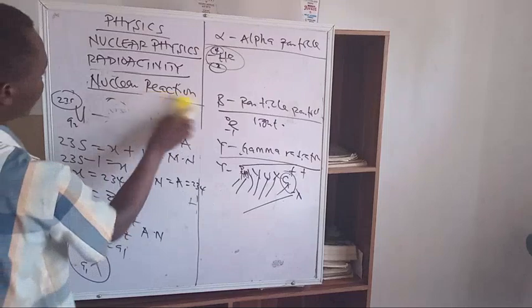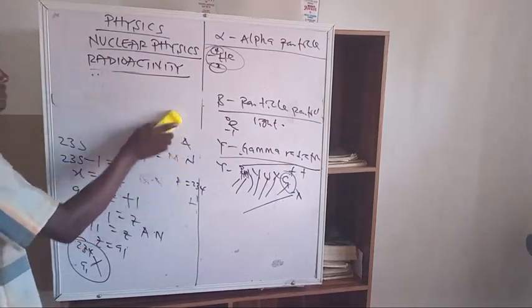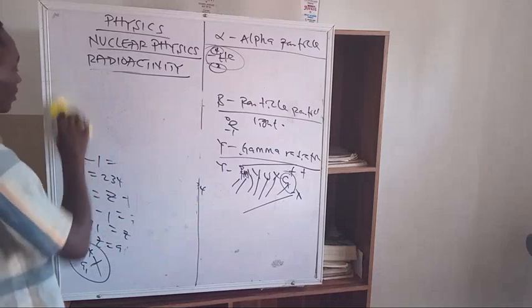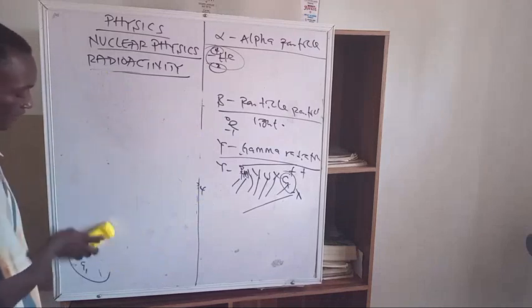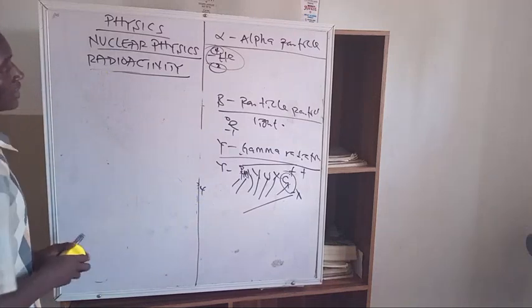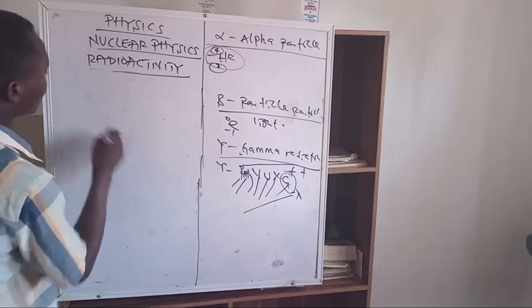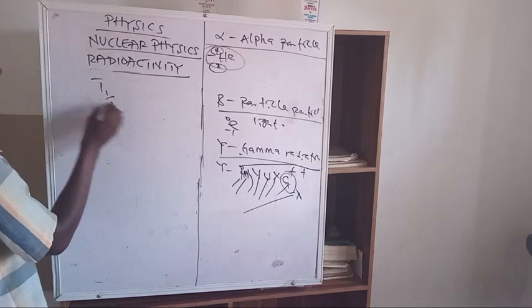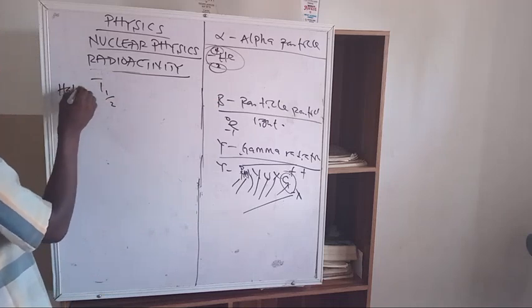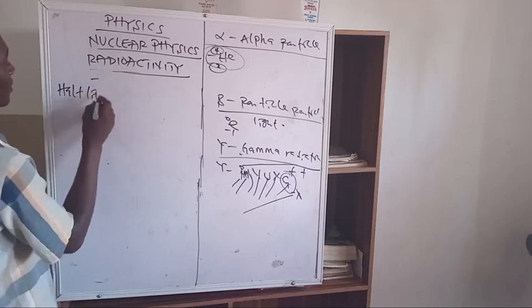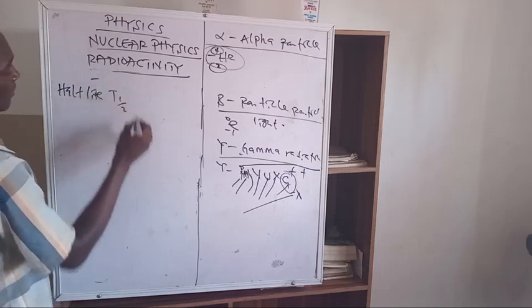Now half-life is defined as the time it takes for half of a radioactive atomic nuclide to disintegrate, or to decay to half of its original value. So the symbol of half-life is T half. All right, that is what half-life is: the time it takes for a radioactive element to disintegrate to half of its original value.